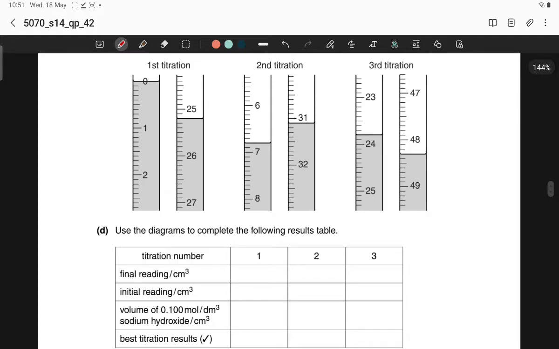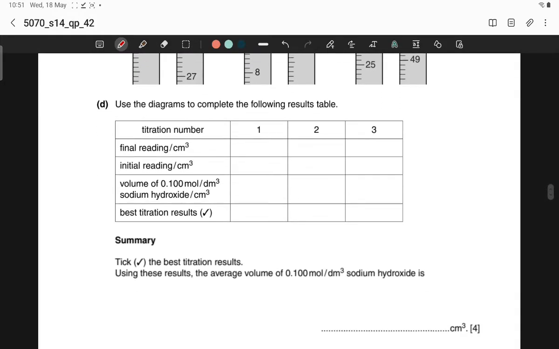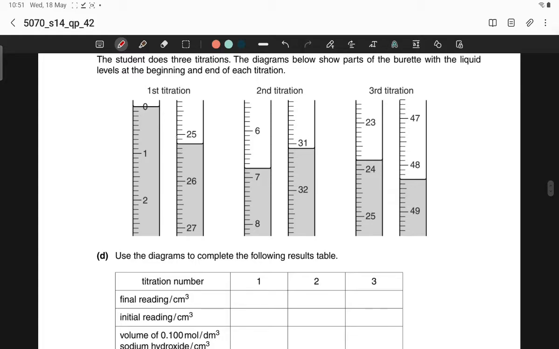This is a very important table to fill and you get 4 marks for it. Always write down the final reading first. The final reading is 25.2, and this is 0.0. This is 31.1 and the initial reading is 6.8. The final titration reading is 48.3 and the initial reading is 23.8.